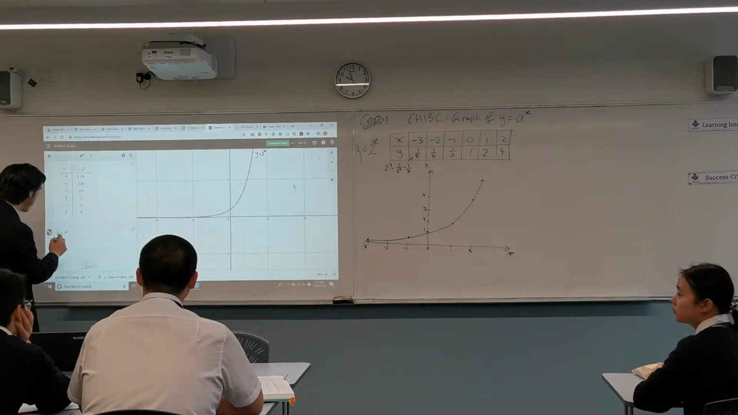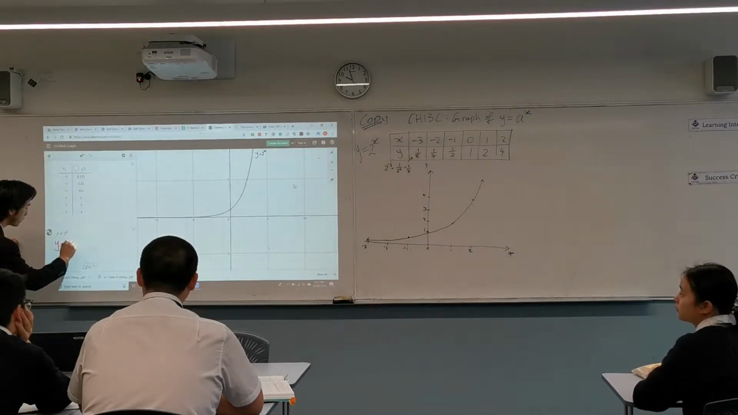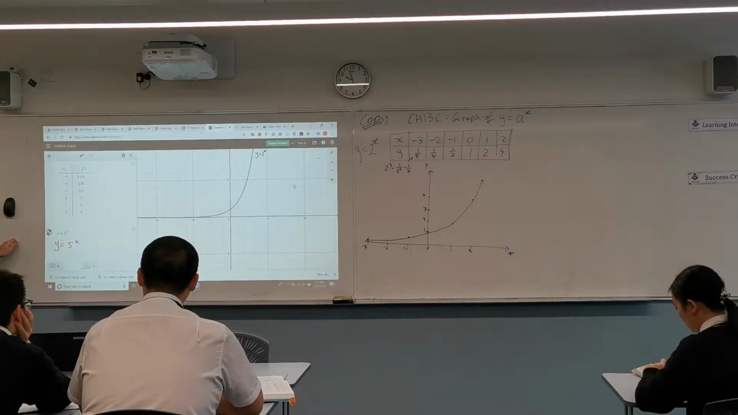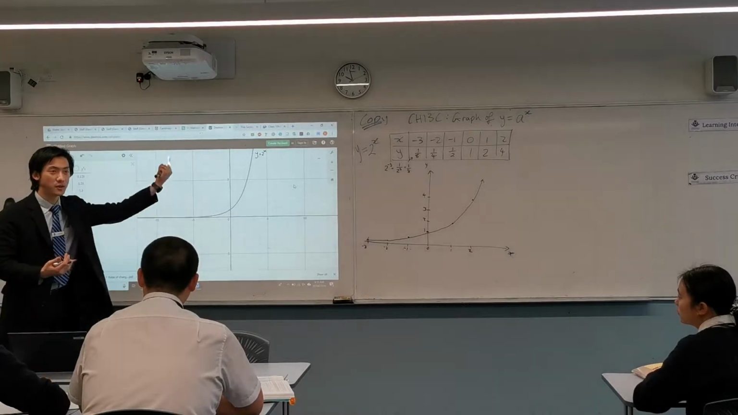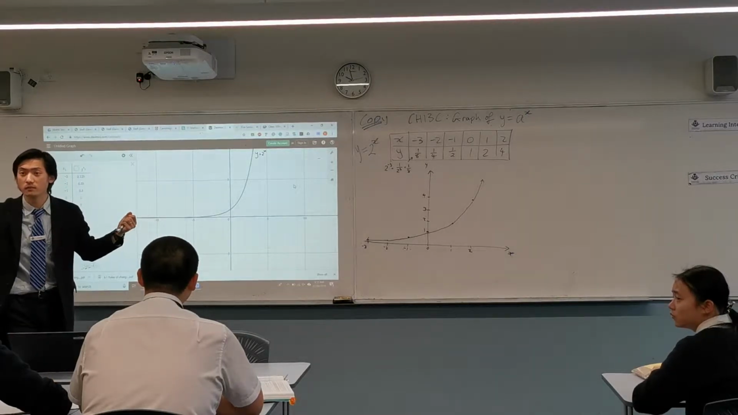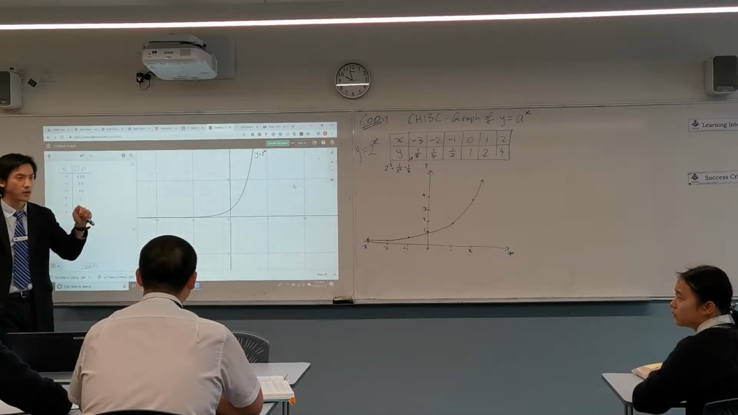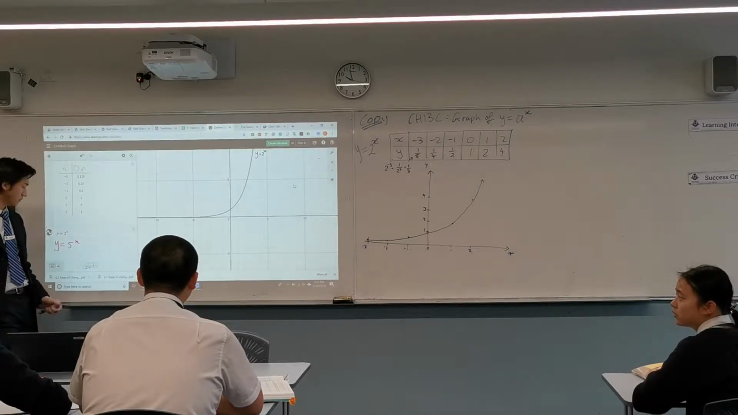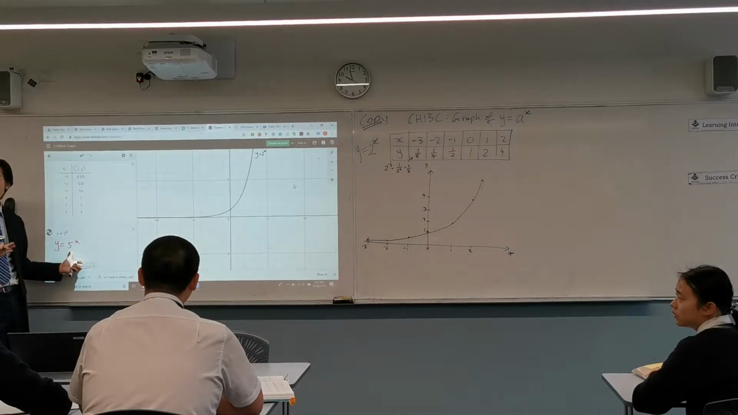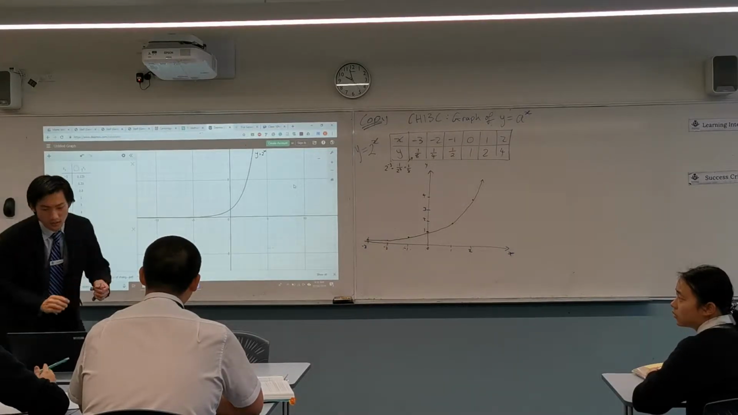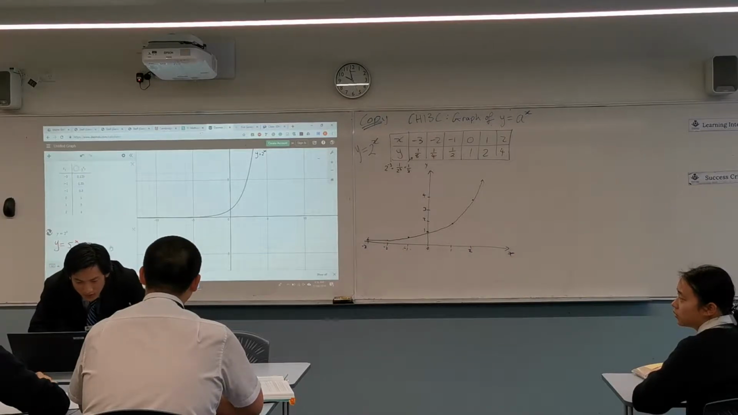Now, I'm going to try and plot y equals 5 to the power of x. So you can predict what the graph should look like. If it was 2 to the power of x, we're doubling each time. If it's 5 to the power of x, then we're multiplying by 5 each time. Do you think the curve would be steeper or flatter? What do you think? We're times 5 each time. Is the number increasing faster or slower? Faster, so it should be steeper. Let's see if it actually turns out to be steeper.